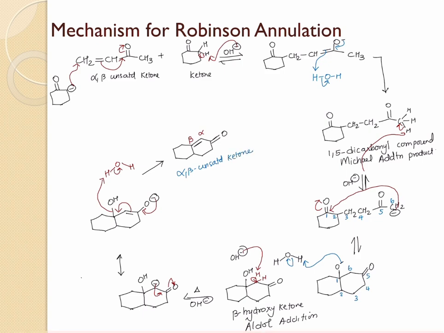Robinson annulation on the whole is a combination of 3 different reactions. One is a Michael addition reaction. The first step is the Michael addition reaction. And the second one is the aldol addition reaction. And the third one is the dehydration reaction. So in this step, we are doing the dehydration. This would be the third reaction. Altogether, it gave us an alpha beta unsaturated ketone.